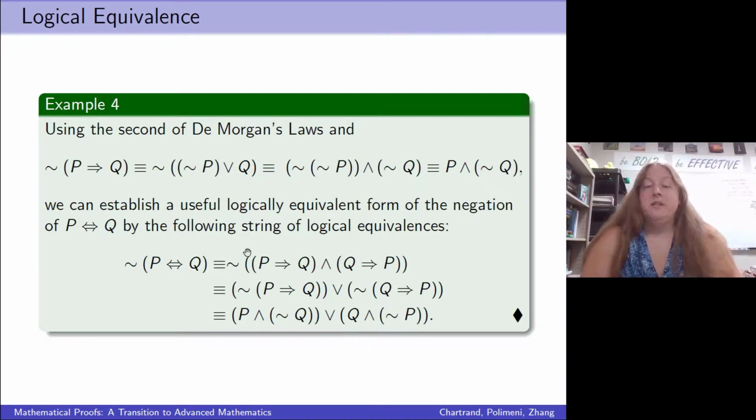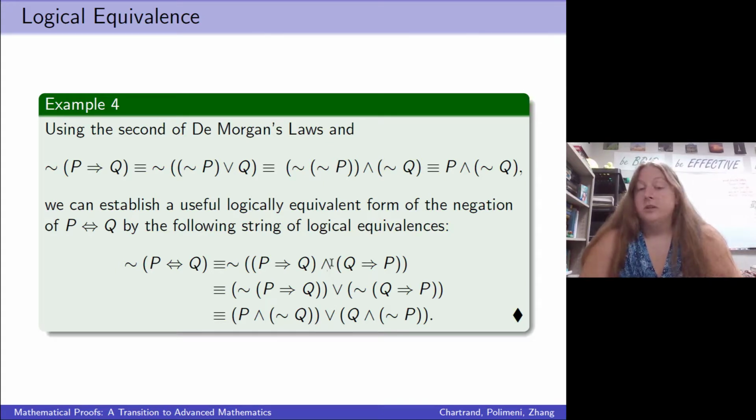So taking what we did and looking at it and changing our implication into a biconditional, it changes some, but we can actually follow similar logic. So if we have not and a biconditional between P and Q, this is equivalent to not (P implies Q and Q implies P). So this is just the very definition of the biconditional, right? We have the original implication and its converse both in there.